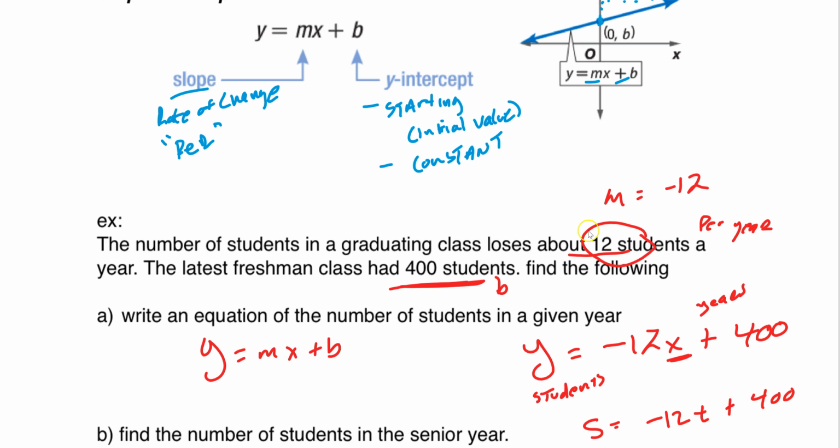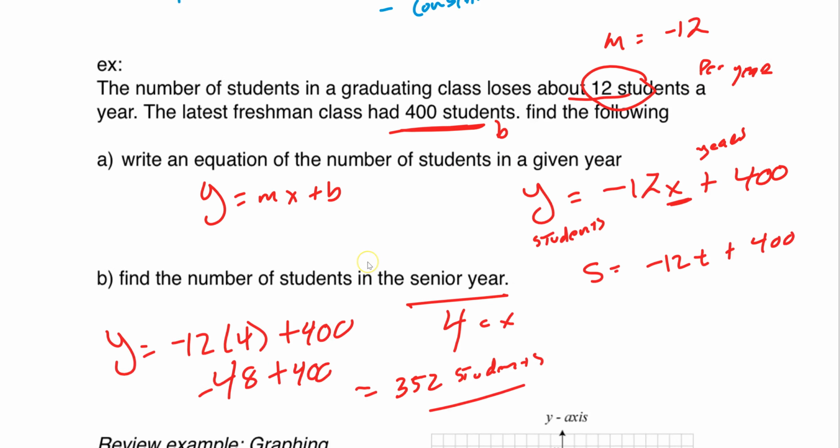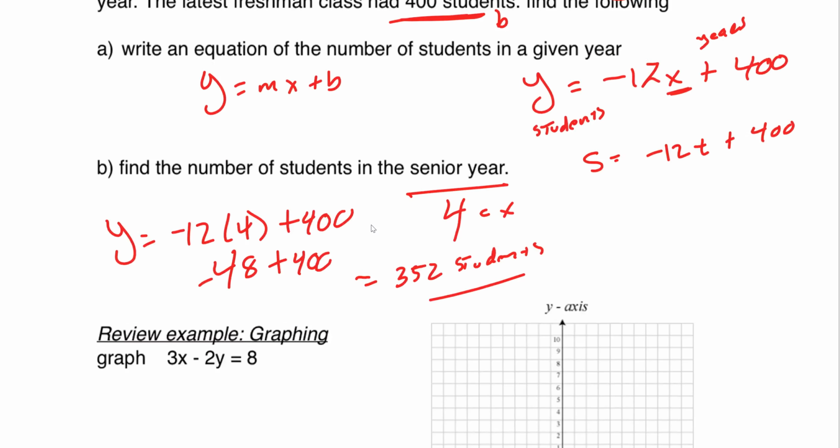So that's how we're going to use slope-intercept form when we write equations. If we see that they're giving us a slope and a starting value, then we want to put it in the slope-intercept form. Now the thing that slope-intercept form is most famous for is graphing. So let's review that.